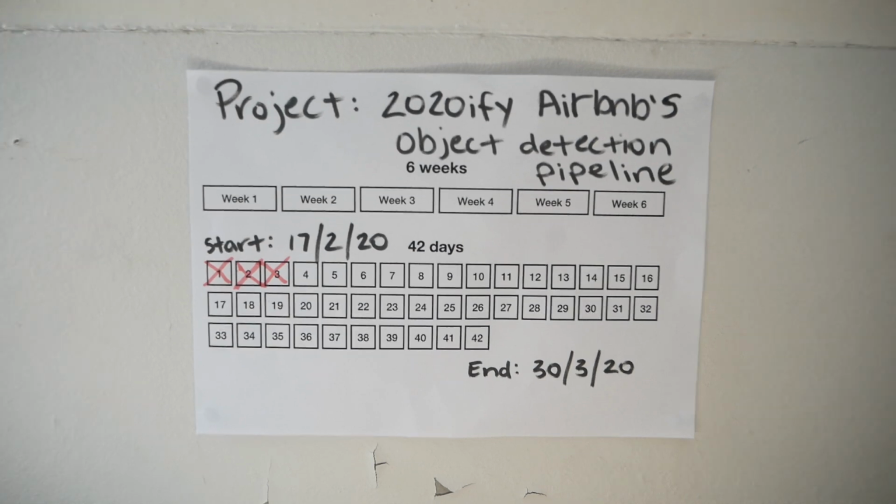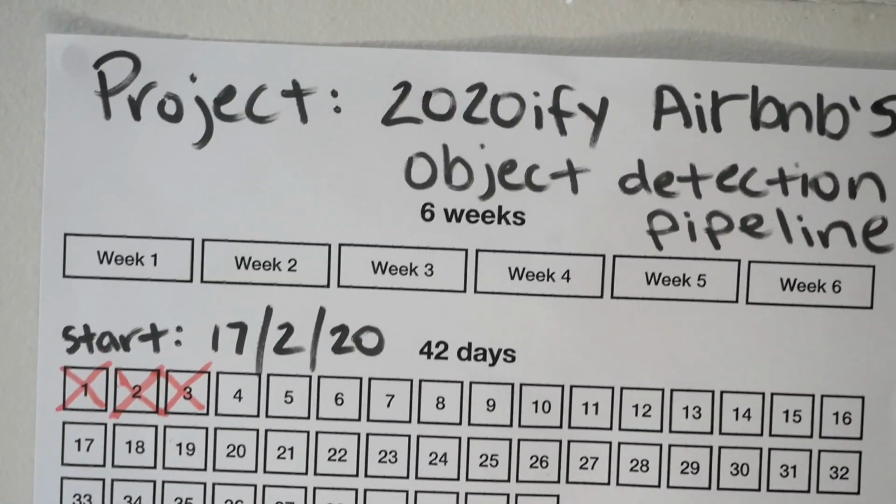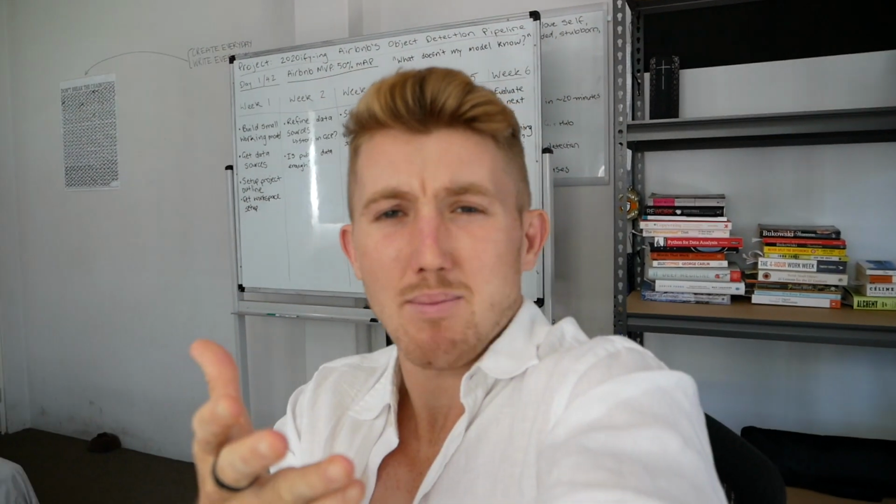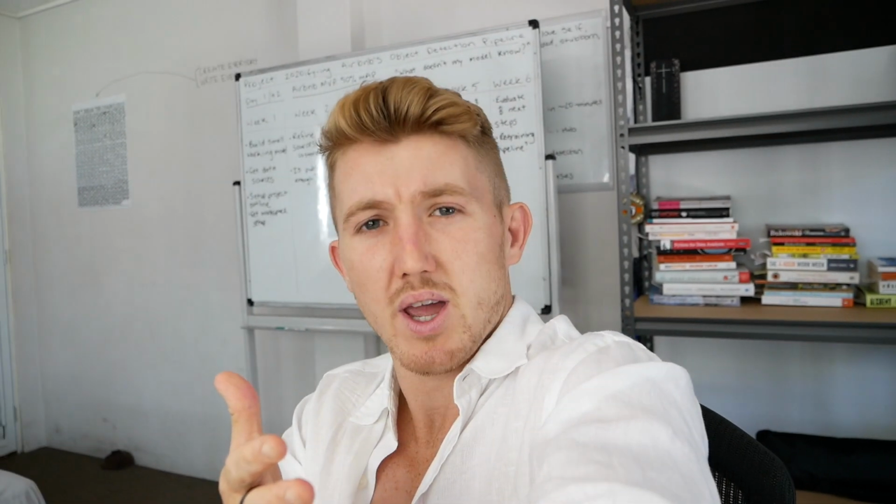Let's have a look over here. This is the project outline. We're taking 6 weeks to work on this. The worst case that happens, if we take up all 42 days and it doesn't work out, it's only 42 days. Anyway, let's come over to the whiteboard.